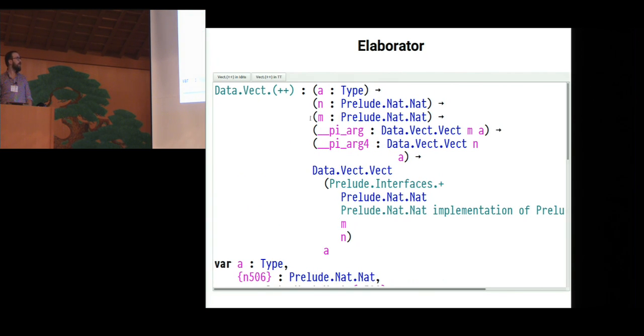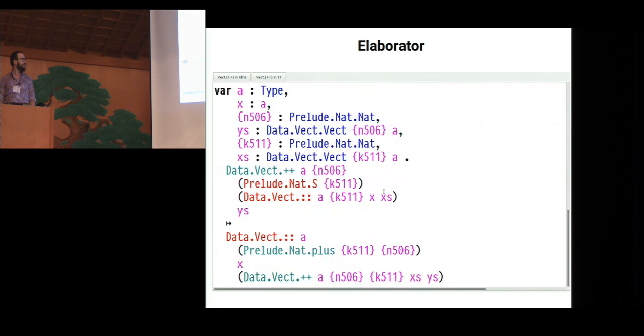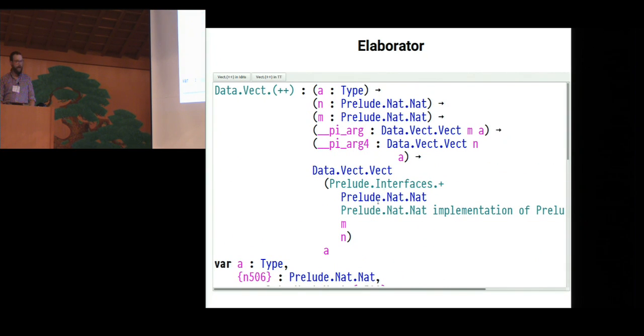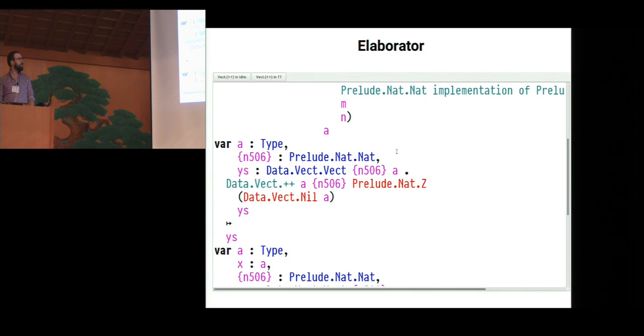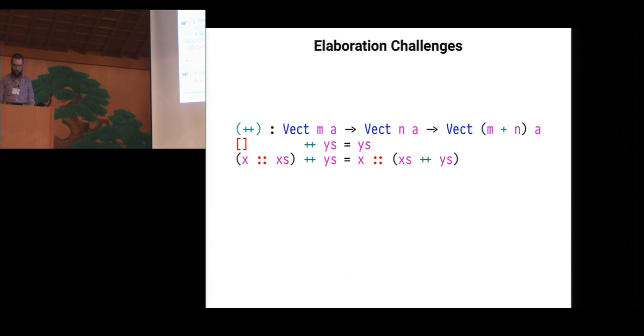So for example, all of the arguments are named. All of the implicit arguments have become explicit. The type class resolution has found a dictionary and inserted it. In our pattern match clauses, each match declares the type of all of the pattern variables ahead of time, and so on and so forth.